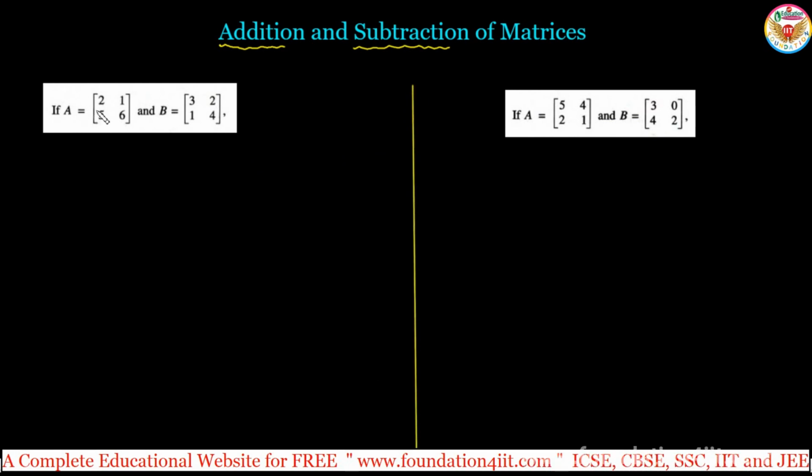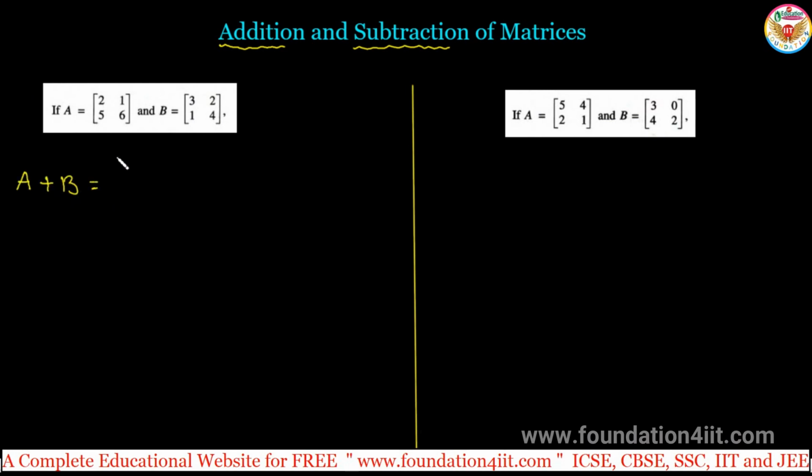Here, matrix A is [2 1; 5 6]. So this is 2 rows and 2 columns. Matrix B is [3 2; 1 4], also 2 rows and 2 columns. The order of the matrices is the same, so addition and subtraction is possible. Let me take this example for addition.